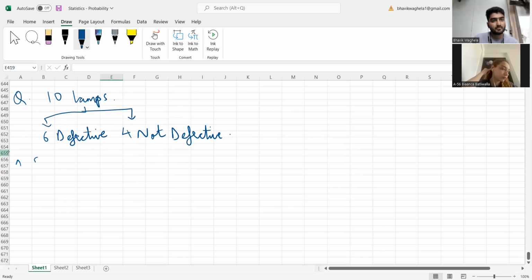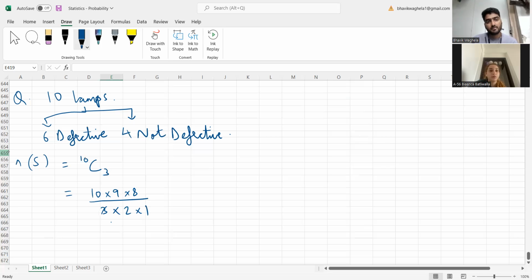First, let us write the sample space N of S. There are 10 lamps, and how many lamps will you be selecting? 3. Why 3? Because there are 3 sockets. So out of 10, you have to select 3 lamps. This can be done in 10C3 ways, and I showed you the trick for this. It would be 10 into 9 into 8 upon 3 into 2 into 1. I guess it's 120. So your N of S is 120. Correct?